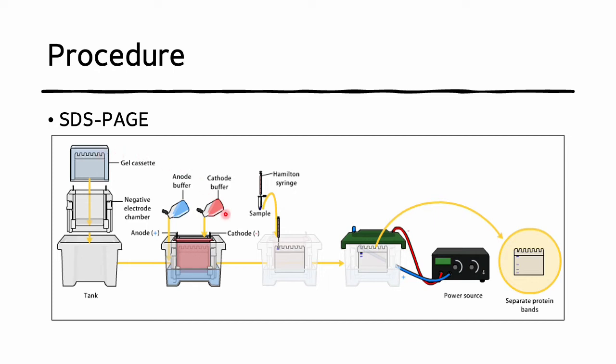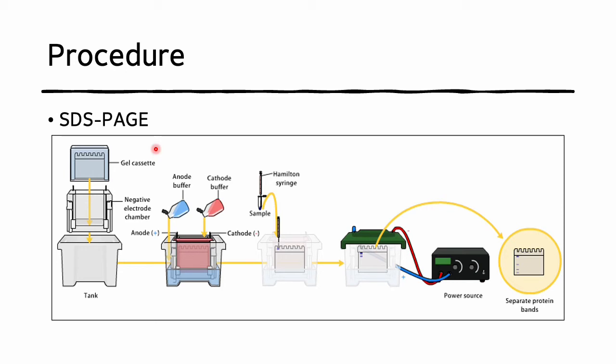But here what's important is that with the charge on, the protein is gonna move. The protein is gonna enter the gel, and it's gonna be separated according to their size. And in this scheme, we use SDS and polyacrylamide. So this is called SDS polyacrylamide gel electrophoresis.